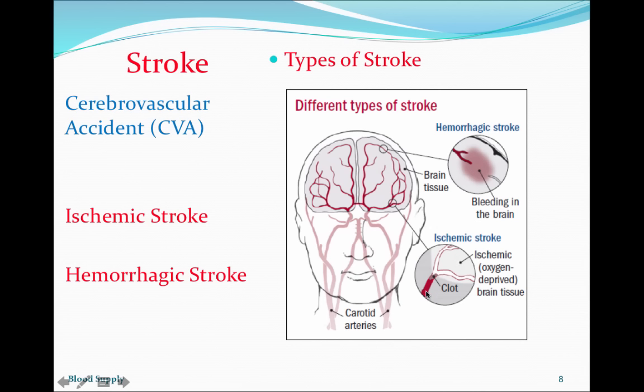So in other words, this artery here has to be supplying blood to the rest of the brain. However, if there's a clot, you can see the blood cannot go to where it needs to go. So it leads to what is called an ischemic stroke. So basically it's a stroke resulting from oxygen deprivation.